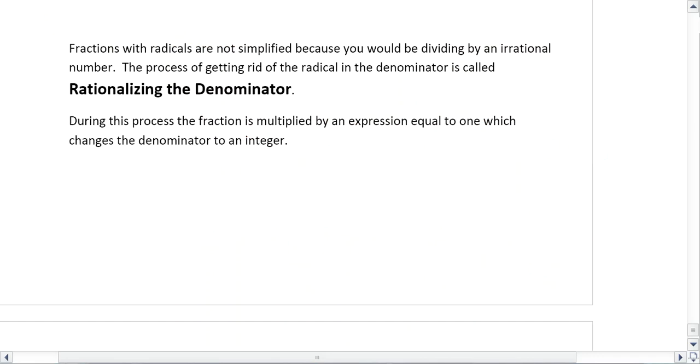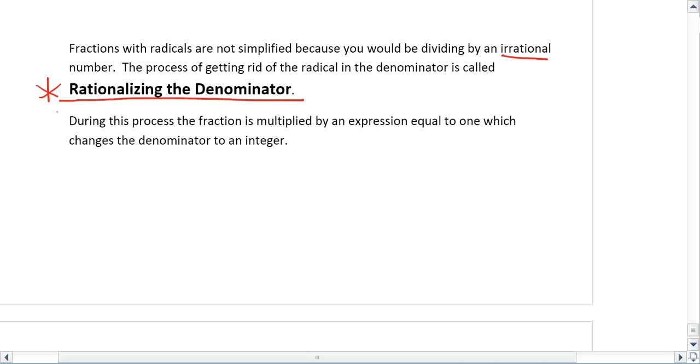So you may ask the question, well, what do I do if I end up with the square root in the denominator? Well, we're going to have to learn a process to take care of that. Like I said, fractions with radicals are not simplified because you would be dividing by an irrational number. Remember, any square root that isn't a perfect square is irrational. So the process we're going to learn is called rationalizing the denominator.